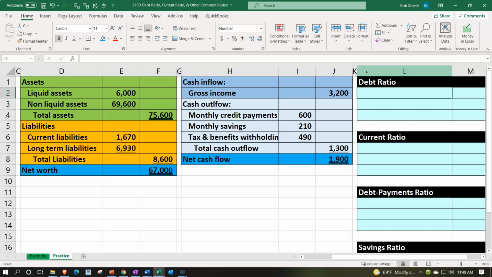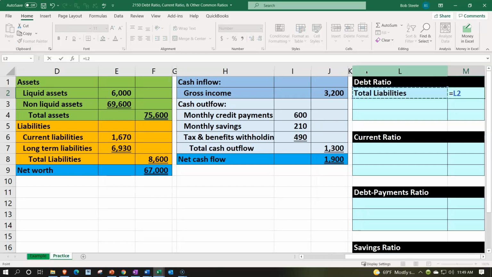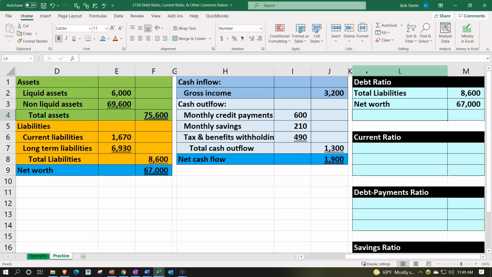So we're going to say let's take the total liabilities. Total liabilities is going to be equal to the 8,600, and then the net worth, which is equivalent to equity, so a debt equity calculation, is going to be equal to the 67,000. Now note, if I'm a bank, or an individual comparing my debt equity ratio, my debt net worth ratio, to somebody else, I can't really compare these dollar amounts.